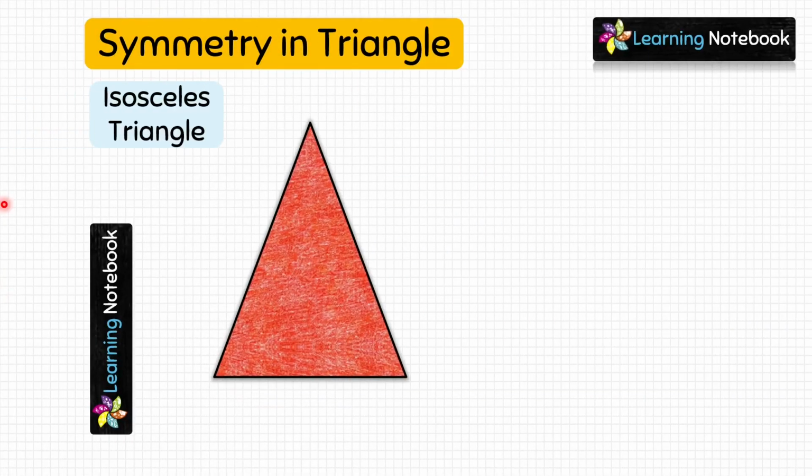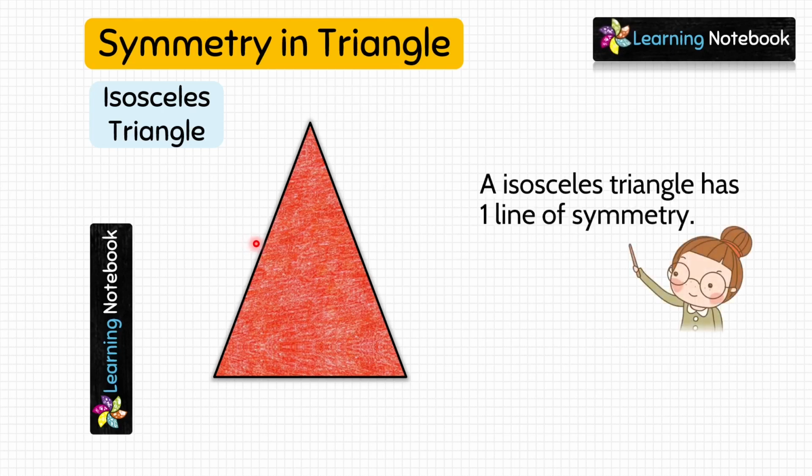Students, first let's learn about symmetry in triangles. Triangles are of three types: isosceles triangle, equilateral triangle and scalene triangle. First let's learn about symmetry in isosceles triangle. So what is an isosceles triangle? An isosceles triangle is a triangle where two sides are equal. So, an isosceles triangle has one line of symmetry as shown here. So, this is the symmetry in isosceles triangle. It has one line of symmetry.